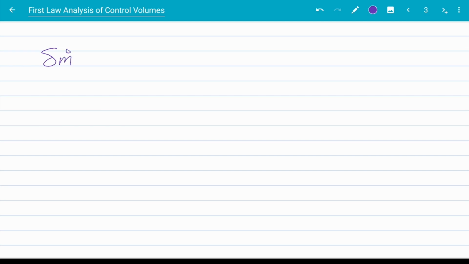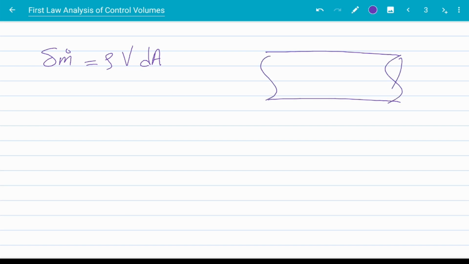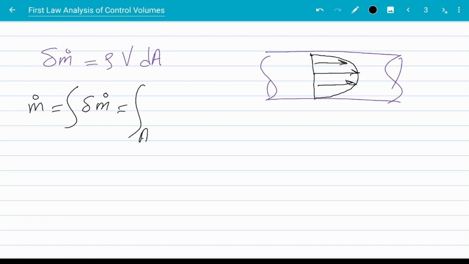Okay, so let's start with the concept of mass flow rate and the conservation of mass. Now, mass flow rate, which we discussed before in another video, can be written as delta m dot equal to the density of the fluid, velocity of the fluid, cross-section area of the element of the fluid. So if this is the pipe and fluid is flowing through it, and the fluid inside has a velocity profile like this, then in order to find the actual mass flow rate, you have to integrate delta m dot, which will give you the integral over the cross-section area of density, fluid velocity, dA.